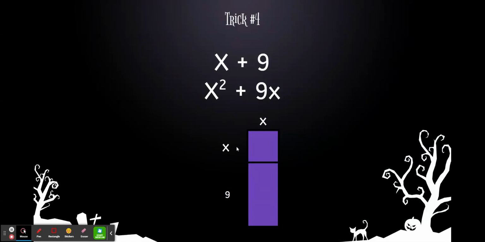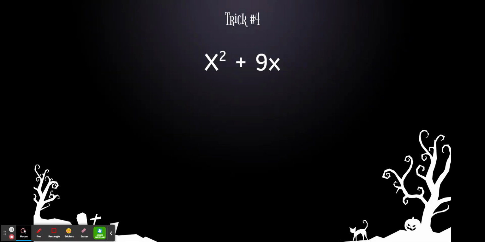A way to think about that is using the area visualization. So we've got x plus 9, and we multiply that by x. We can picture that by thinking about a rectangle with a height x plus 9 and a width of x. And you can pretty easily see that the area of this square part at the top would be x squared, and the area of this rectangle at the bottom here would be 9x. So that's one way to visualize that.